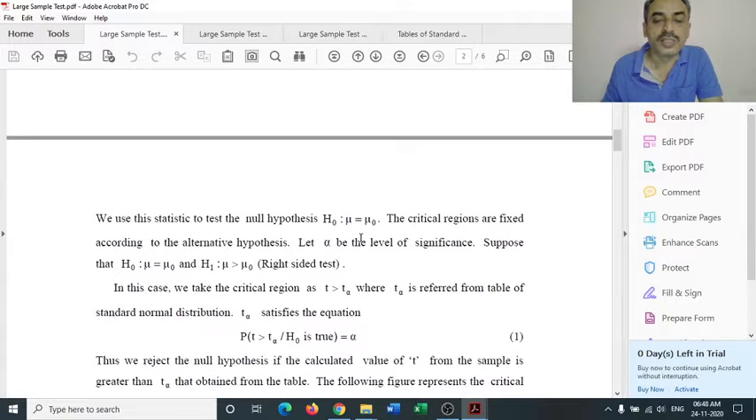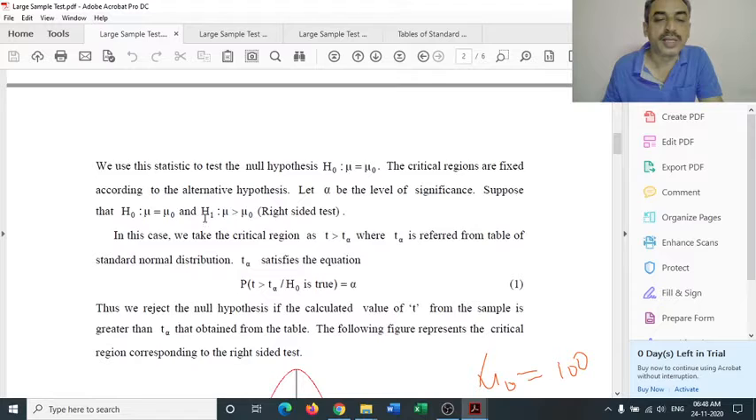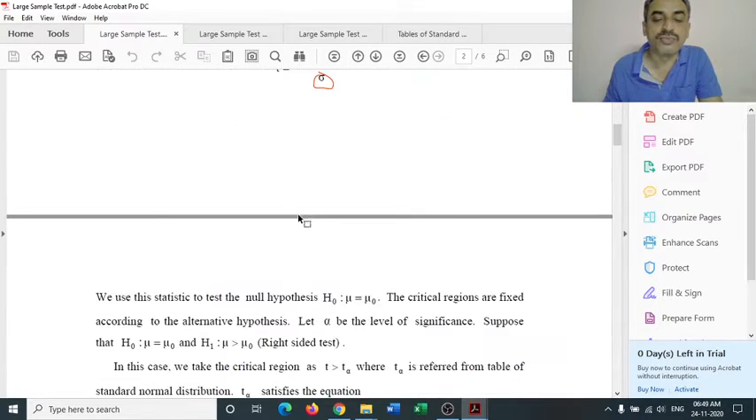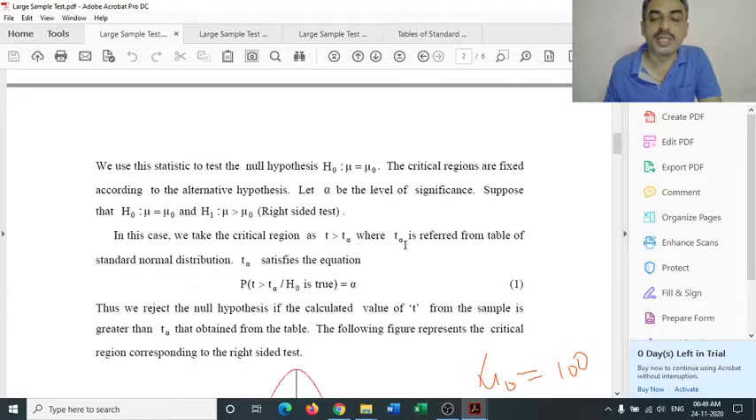In the construction of various critical regions, first we consider the right-sided test where H1 is mu greater than mu 0. That is, the null hypothesis is as before, mu equal to mu 0, and the alternative hypothesis is mu greater than mu 0, which is right-sided. Here the critical region is t greater than t alpha. That first t represents the value of t using this equation, calculated based upon the sample mean, sample size, and also the known value of the standard deviation of the population. So if this calculated value of t is greater than t alpha, we reject H0.